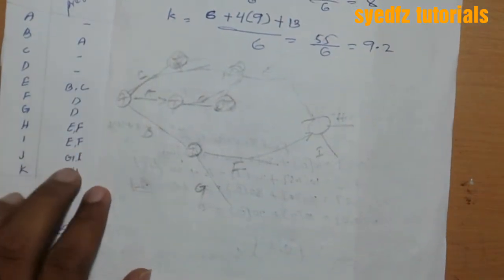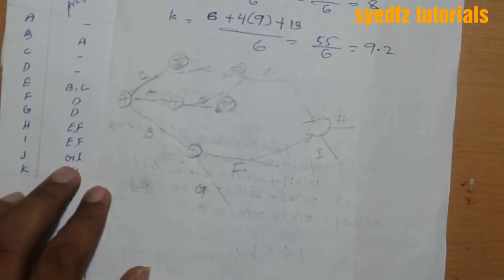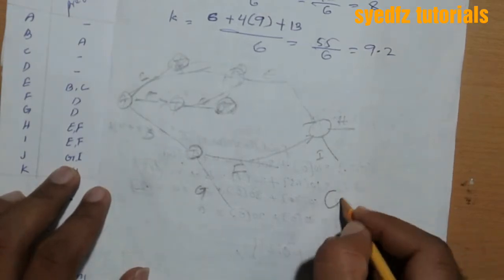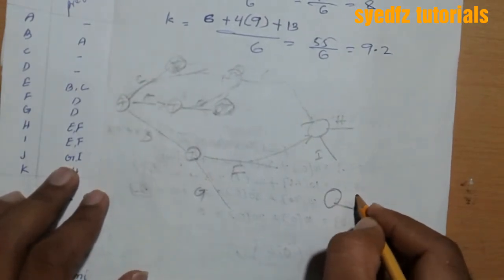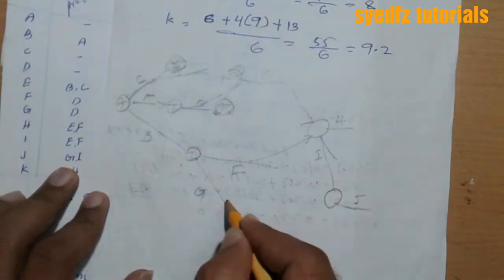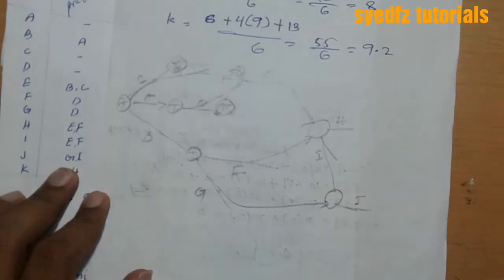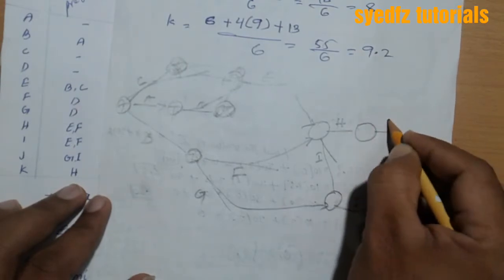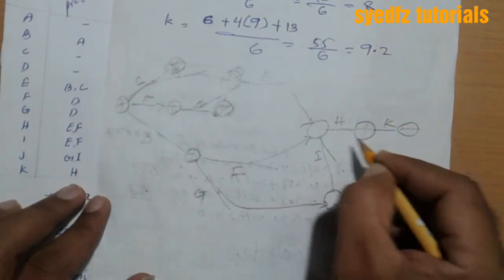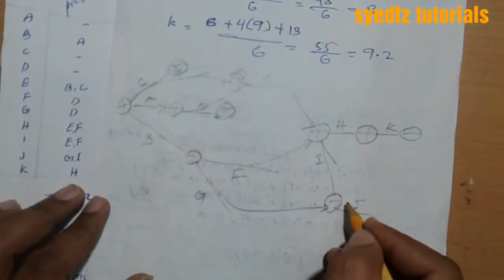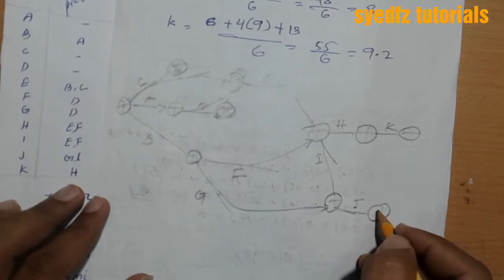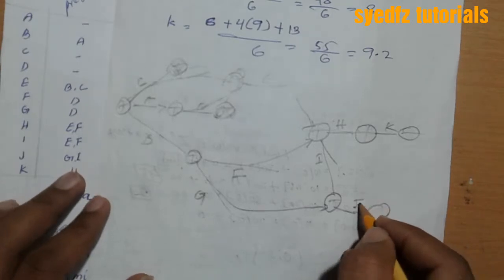Activity J happens from G and I. This is G, this is I. Which activity happens? J. J means one activity, and this should be added. Then activity K happens from H. From here K happens. This is the closing one. This is activity I only. So activity J only.